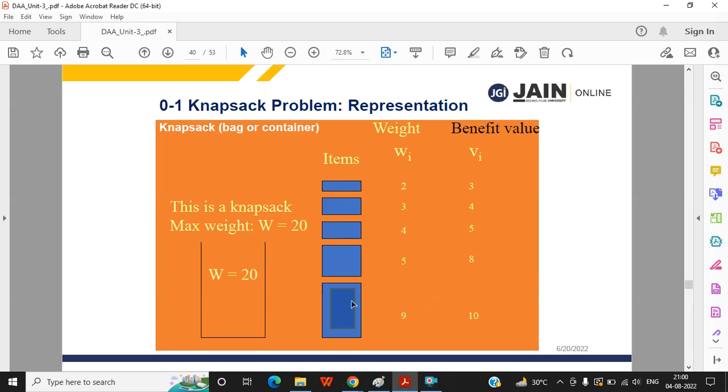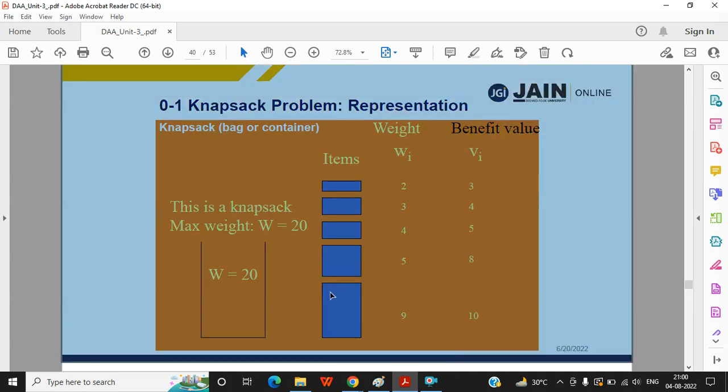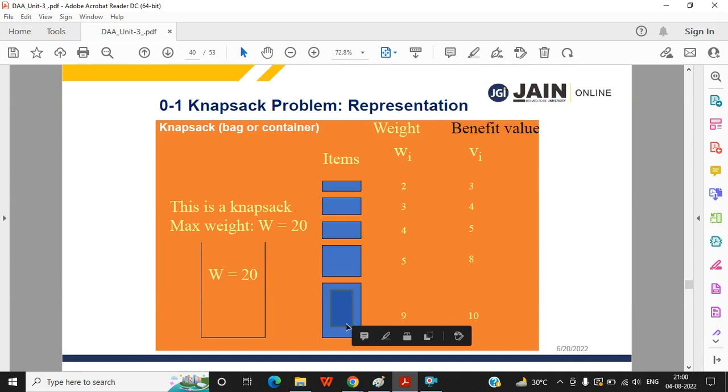So what I was telling you is that these are the items. There are five items. This is the weight of each item, and this is the proportional figure. So suppose the thief is selecting this item. If he selects this item and puts it inside the bag, then out of this 20 kg, 9 kg will be occupied. The remaining will be only 11 kg. So the remaining 11 kg he needs to fill with these elements.